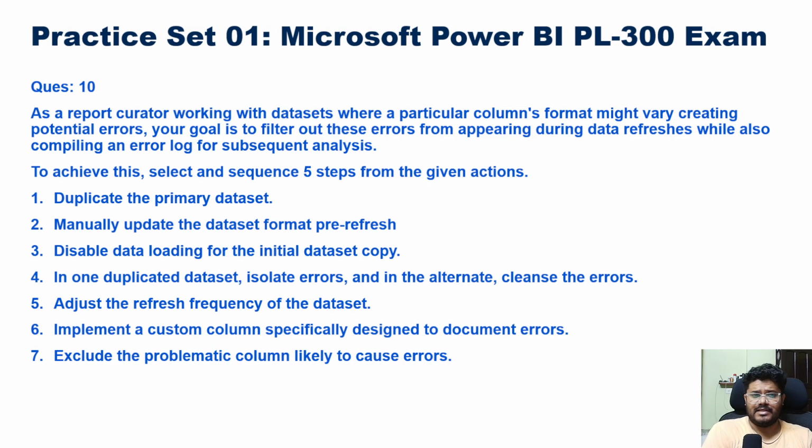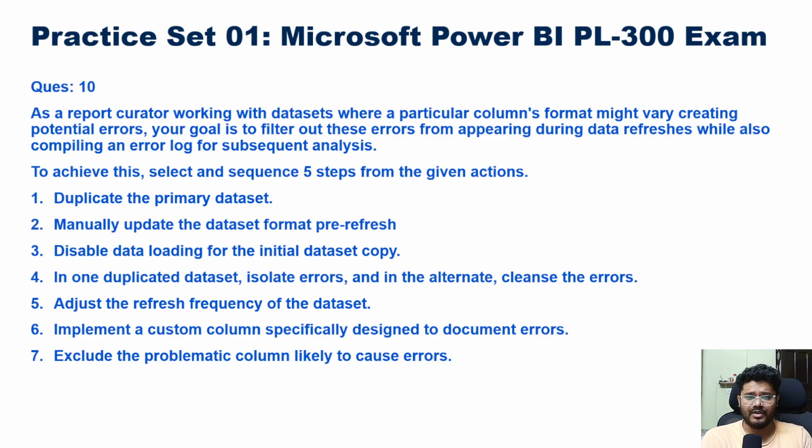So the question is, as a report curator working with datasets where a particular column's format might vary, creating potential errors, your goal is to filter out these errors from appearing during data refreshes while also compiling an error log for subsequent analysis. To achieve this, select and sequence 5 steps from the given options.